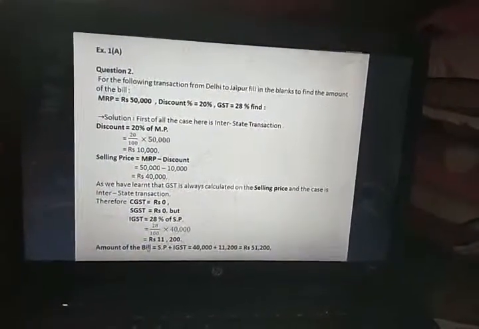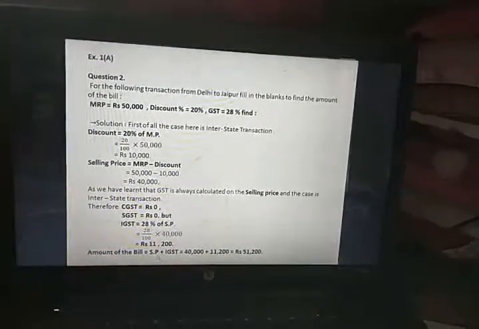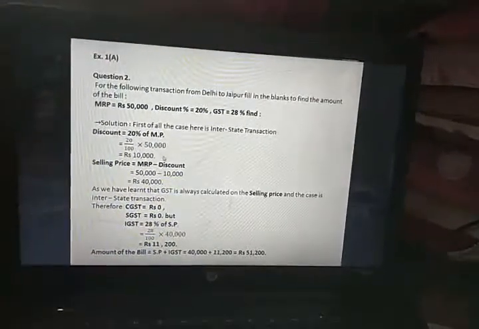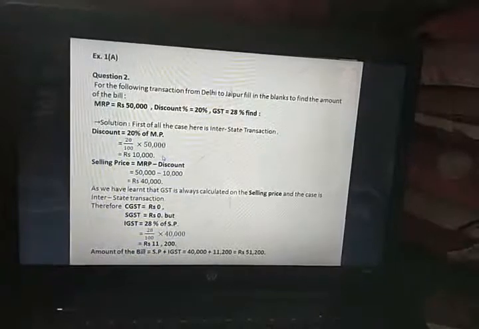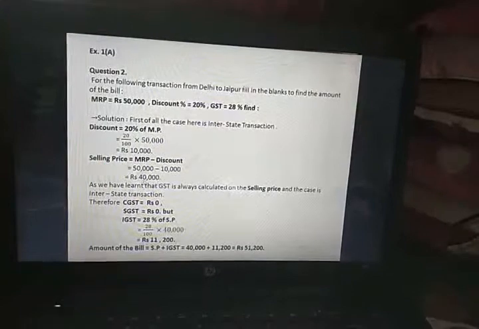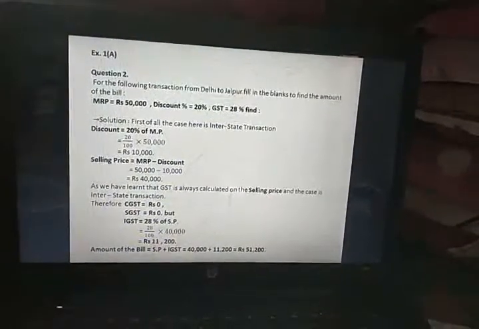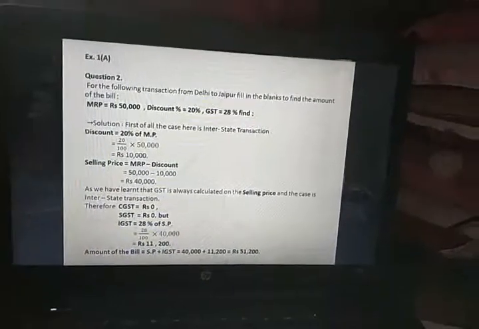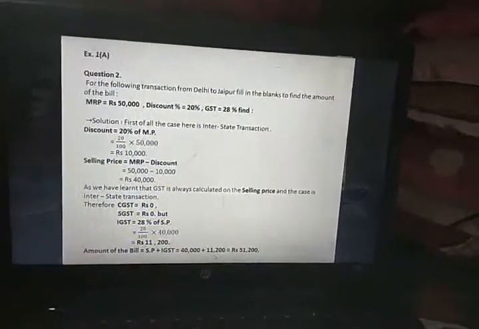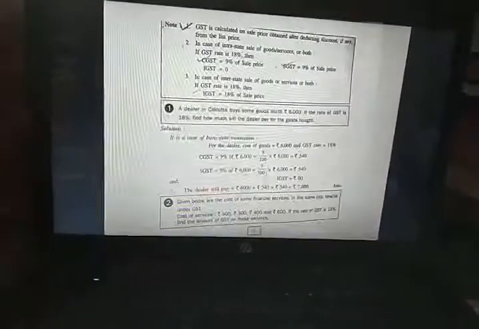Okay, and then how to find the amount of the bill? What was the selling price? The selling price was 40,000. 40,000 plus IGST, which is 11,200. So you add these two values, 40 plus 11, is 51,200, which will be the answer.